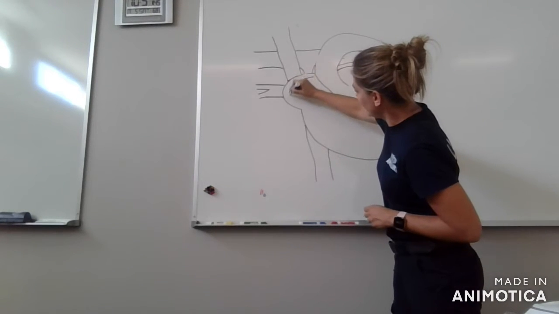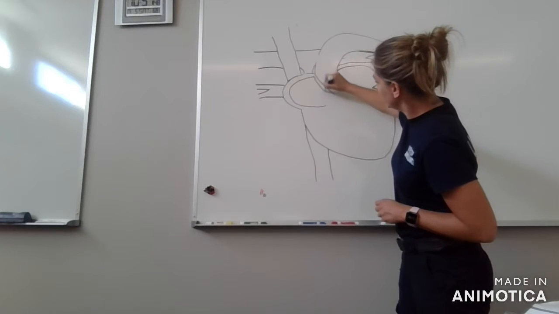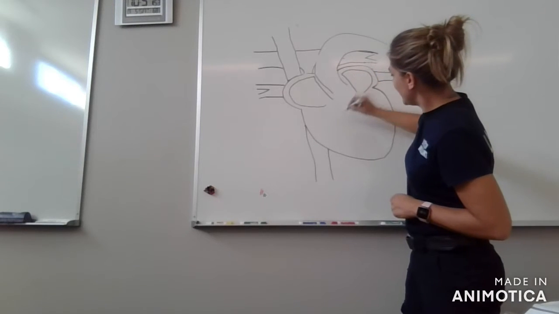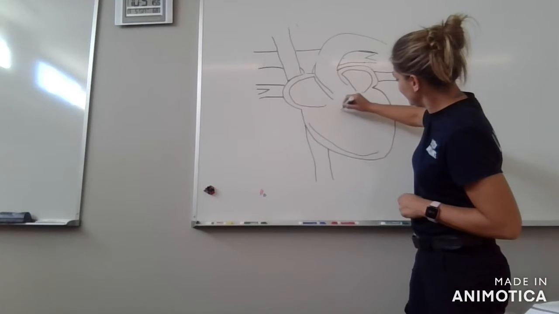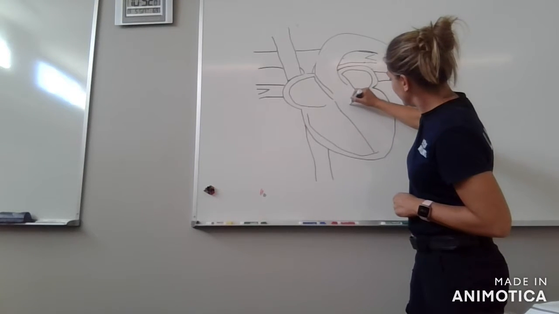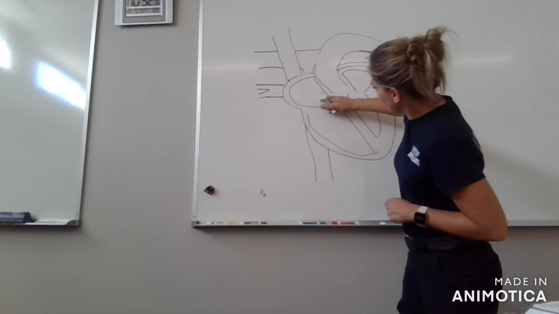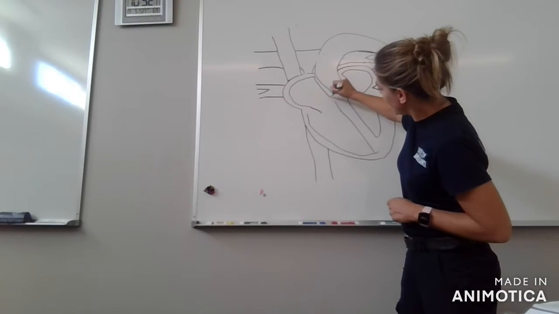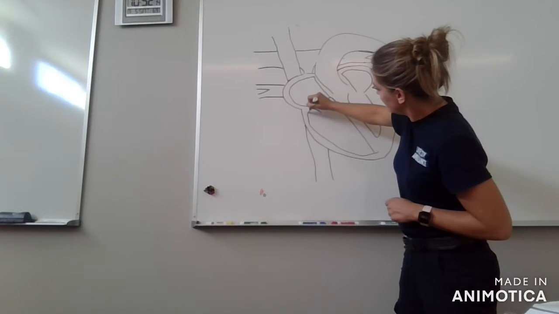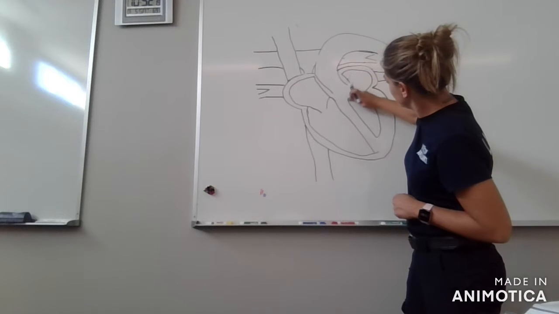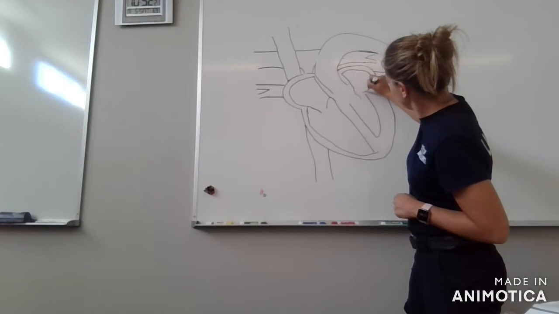So, the heart has two upper areas called atrium and two lower areas called ventricles. The blood that comes into the heart goes through these things. They're called valves. This would be the tricuspid valve, and this one would be the bicuspid valve.